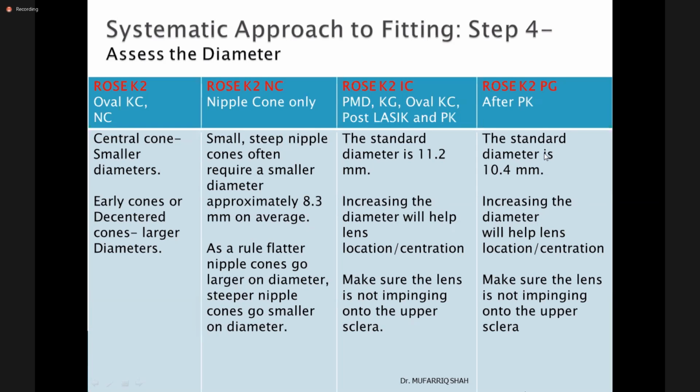For Rose K2 PG, after penetrating keratoplasty, the standard diameter is 10.4 millimeter, and increasing the diameter will help lens location and centration. Later we will discuss how you will proceed for this. Make sure that the lens is not impinging onto the upper sclera.